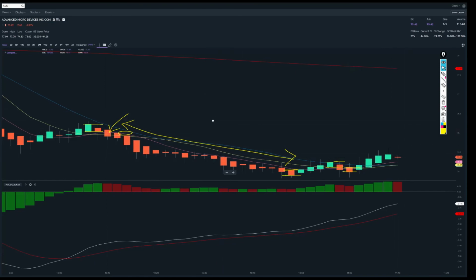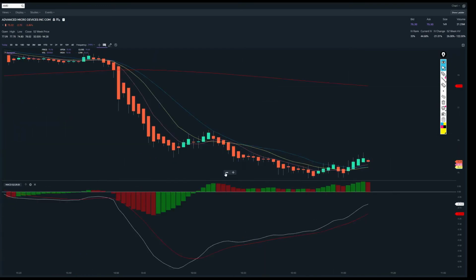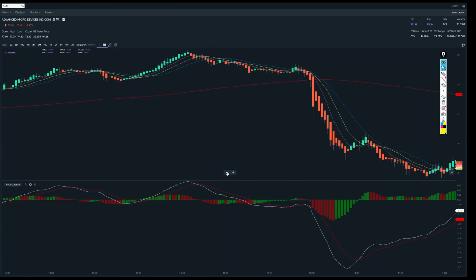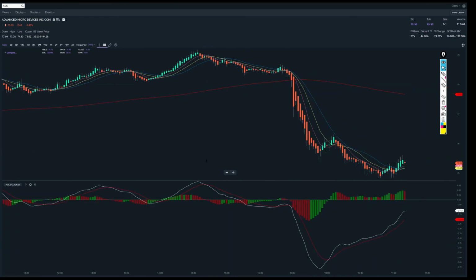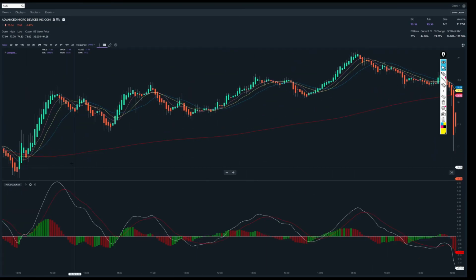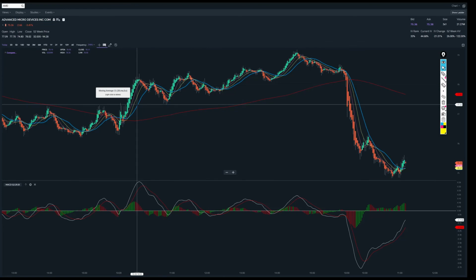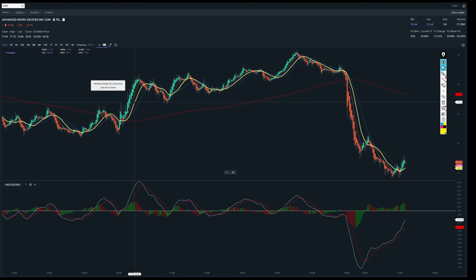But that's how you can utilize the 8-period moving average, the 13-period moving average, and the 20 in your trading. And if you zoom out, you can see that relationship play out. Let's zoom out a little bit more. You can see that relationship play out. This red is the 200-period moving average. The blue is the 20. The pink is the 8, and the yellow is the 13. So you can see that relationship there.